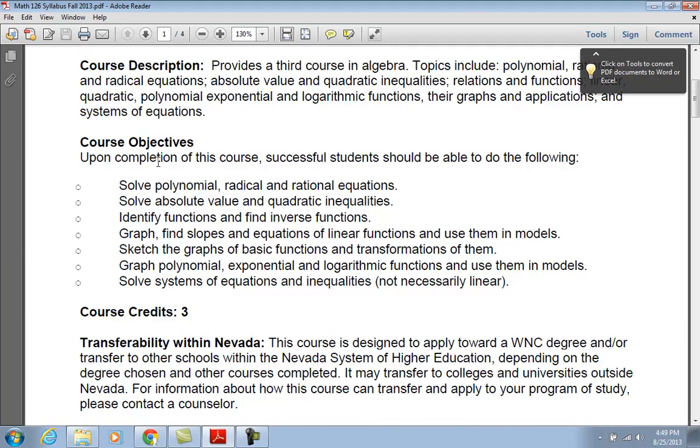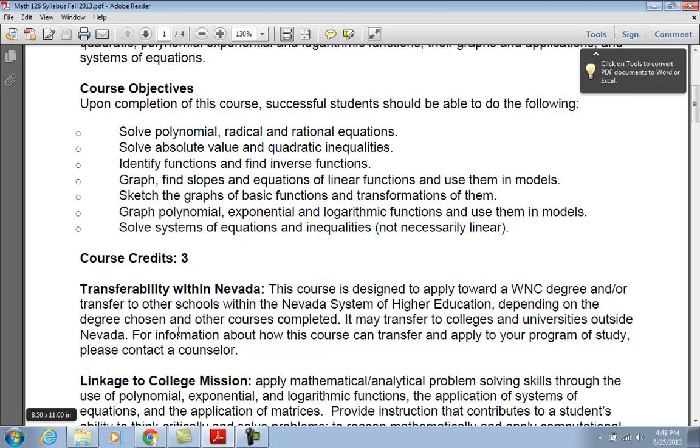Course objectives: upon completion of this course, successful students should be able to do the following: solve polynomial, radical, and rational equations, solve absolute value and quadratic inequalities, identify functions and find inverse functions, graph, find slopes and equations of linear functions and use them in models, sketch the graphs of basic functions and transformations of them, graph polynomial, exponential, and logarithmic functions and use them in models, solve systems of equations and inequalities, not necessarily linear though.